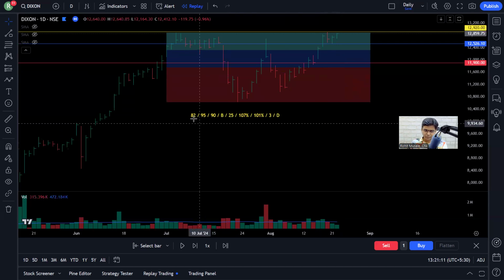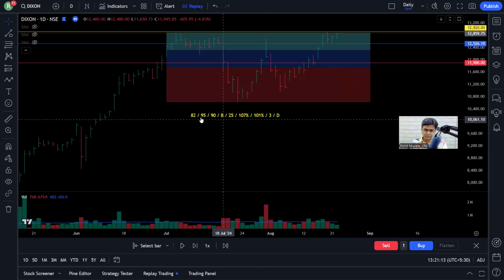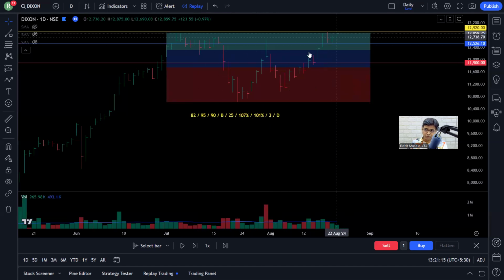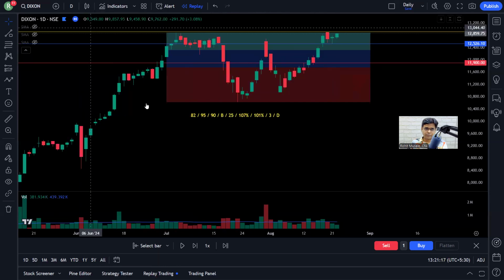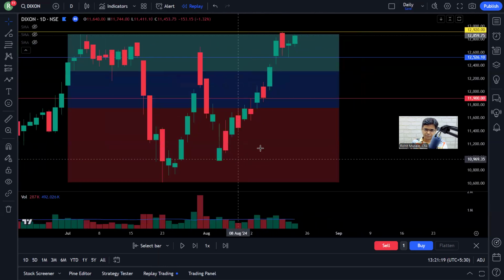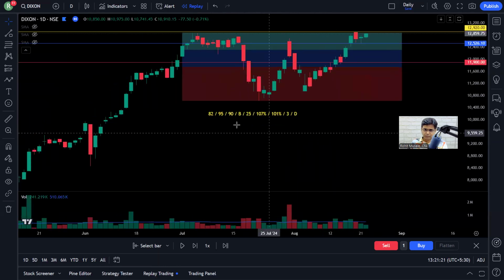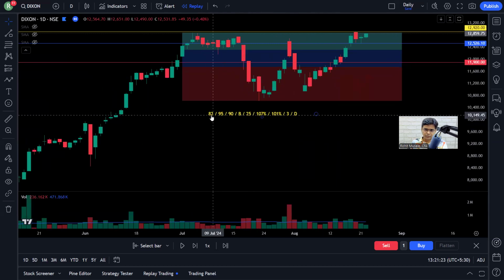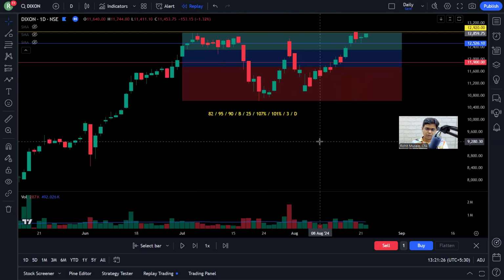Here are the reasons. You see the notes that I have written here. This is what I wrote before I bought the stock. So let me explain what these notes are. Okay, so the first number is 82. This is called the master score. Master score is a score given by the MarketSmith India platform to a particular stock.